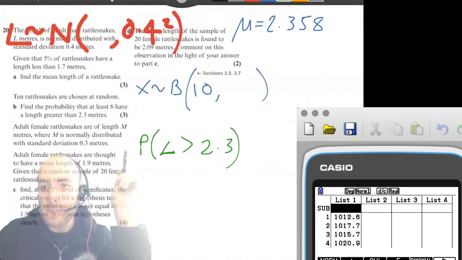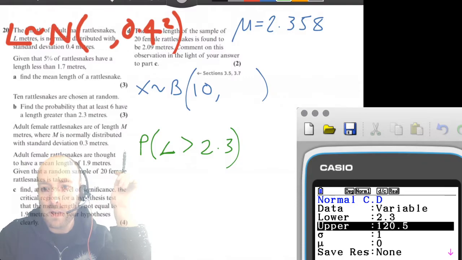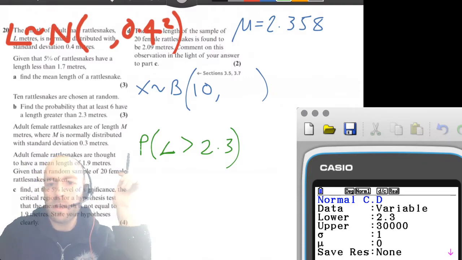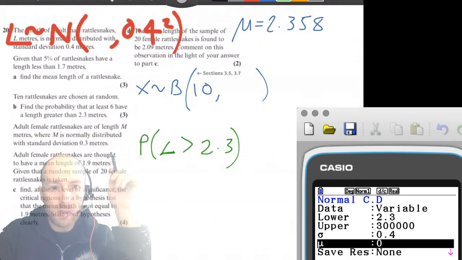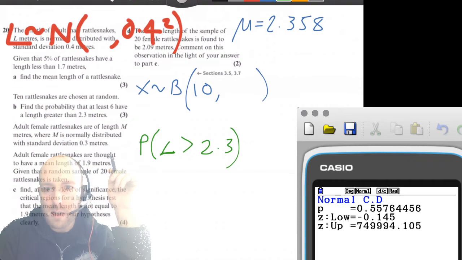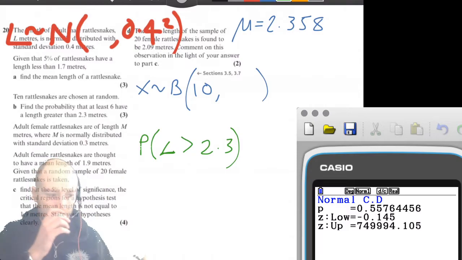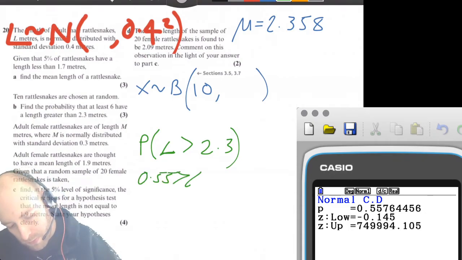So this is an NCD question. So the lower is going to be 2.3, upper anything big. Sigma is going to be 0.4, and mu is going to be 2.358. So yeah, we should get the probability as 0.5576. Yep. Which we write in here, 0.5576.